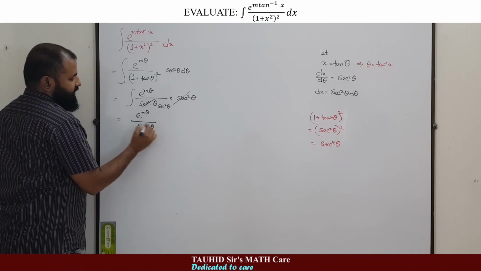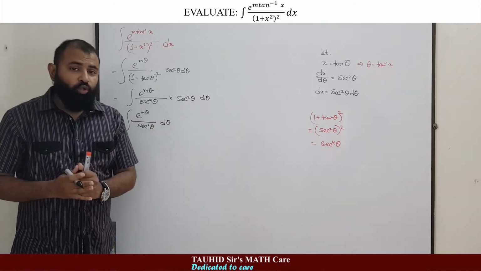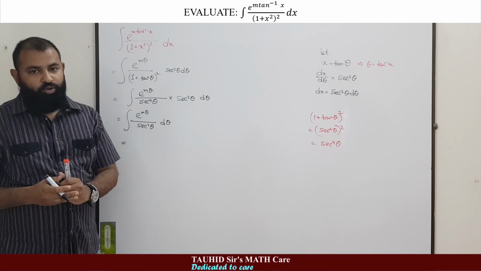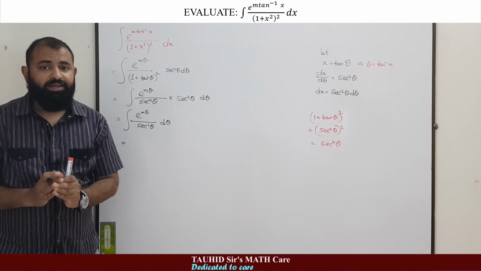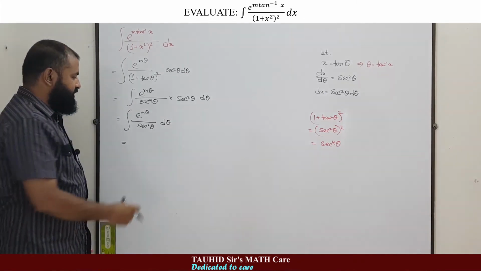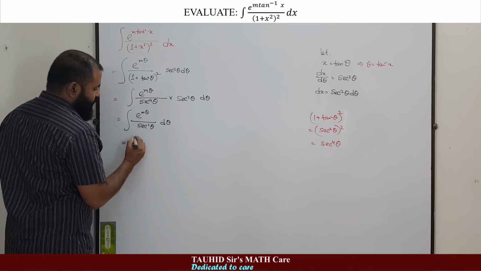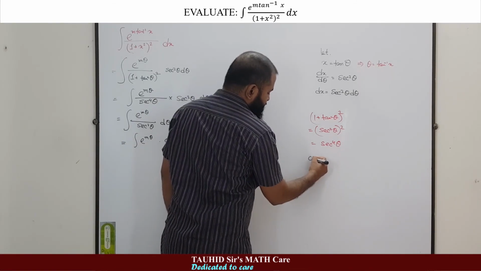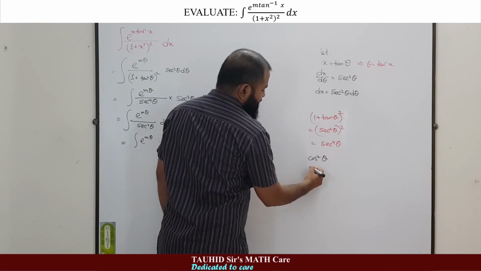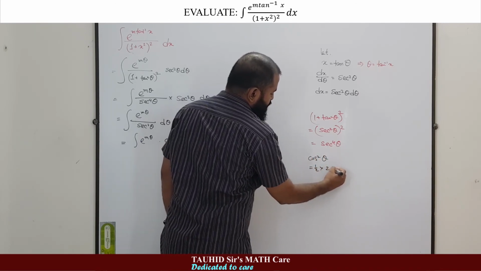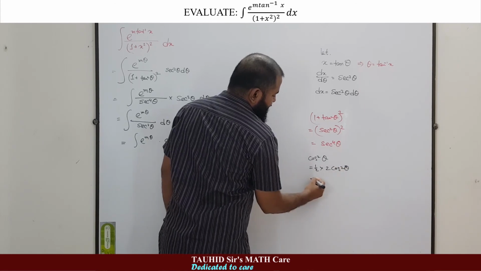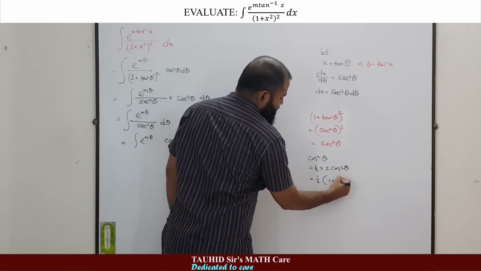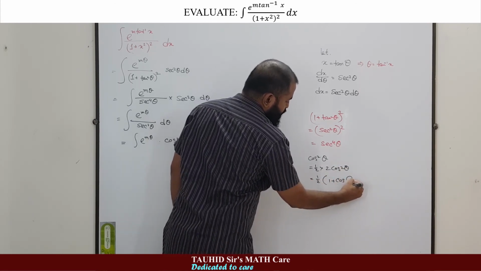sec square theta. We all know that sec theta means 1 by cos theta. That means 1 by sec theta is cos theta, that means 1 by sec square theta is cos square theta. And what do we know about cos square theta? Cos square theta means half into 2 cos square theta, that means half into 1 plus cos 2 theta.